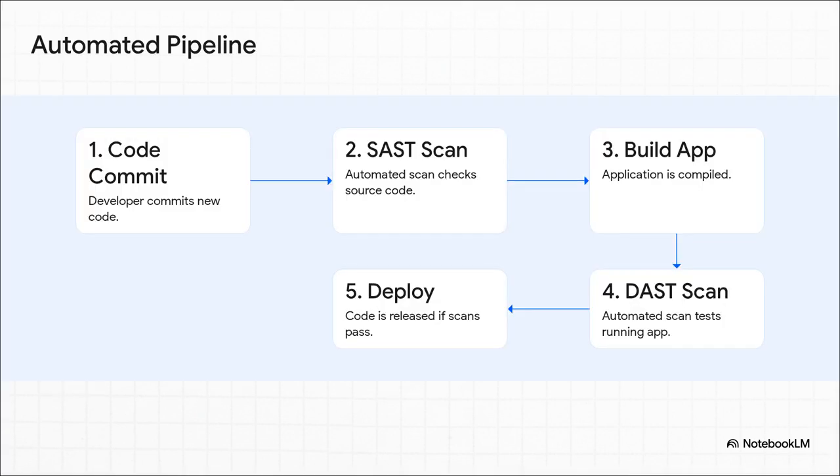And here's what that looks like. A developer pushes some new code. Instantly, an automated SAST scan kicks off to check it. If that passes, the application gets built, and then a DAST scanner immediately starts poking and prodding it from the outside. This all happens automatically, in the background, in just a matter of minutes.